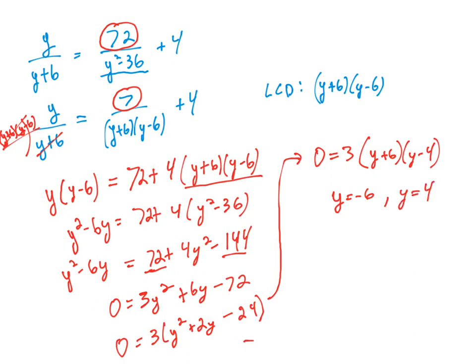And then we need to check to see if any of those values make a denominator equal to 0. If I look back up in the very first equation, if we plug in negative 6 right here, that's going to make a 0 in the denominator. Similarly, if I plug it into this fraction, it also makes the denominator 0. So negative 6 is not a solution. So y is equal to 4 is our only solution here.